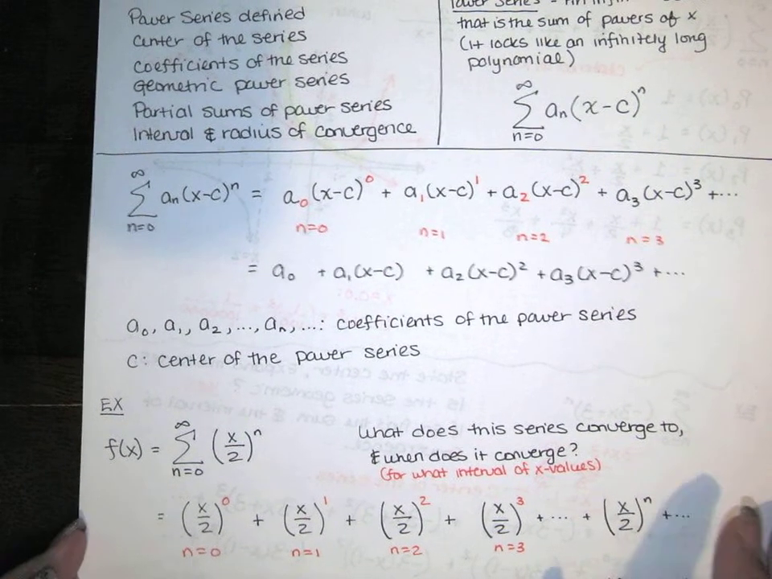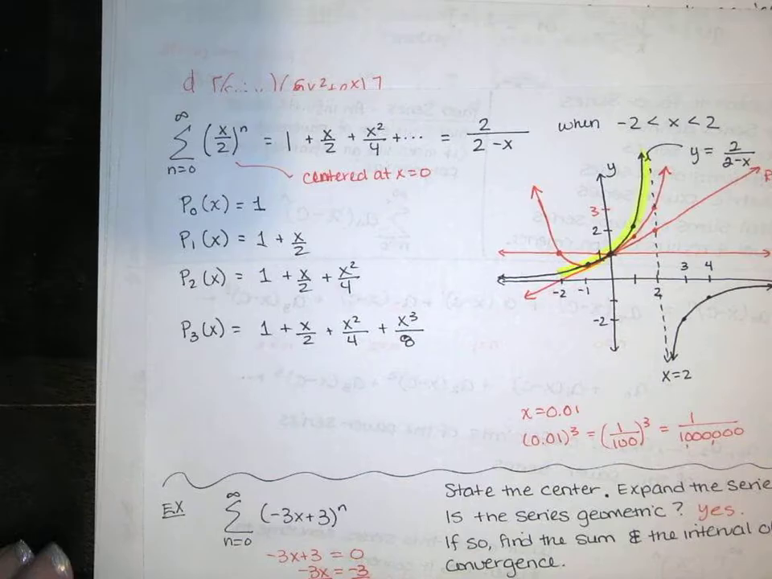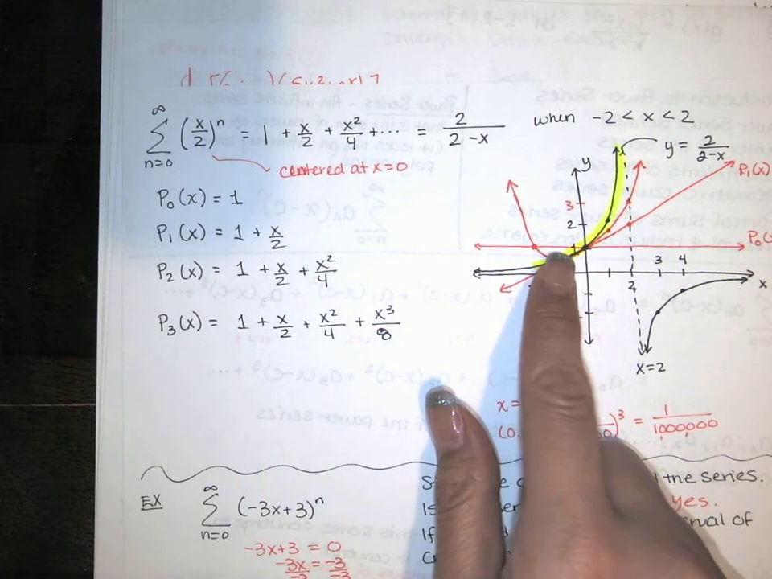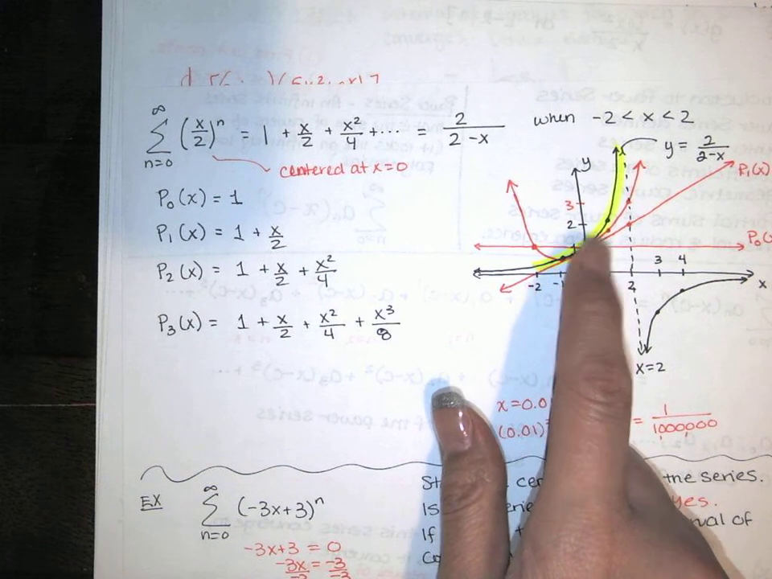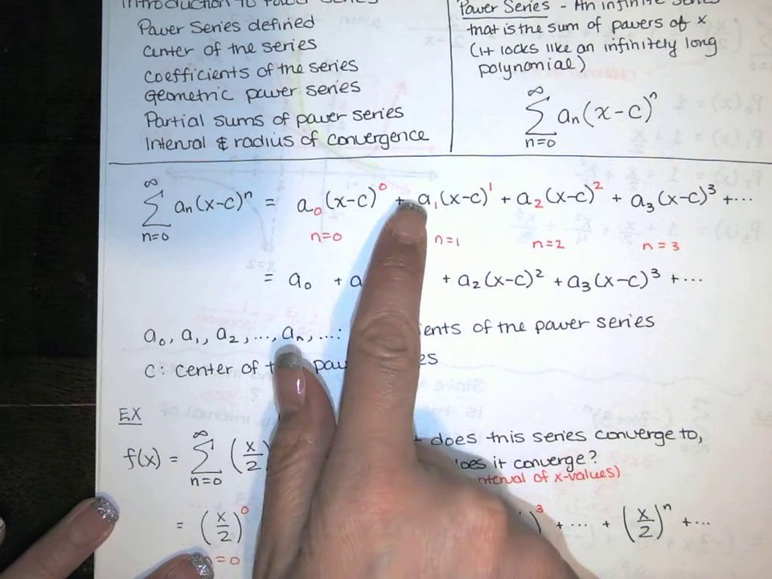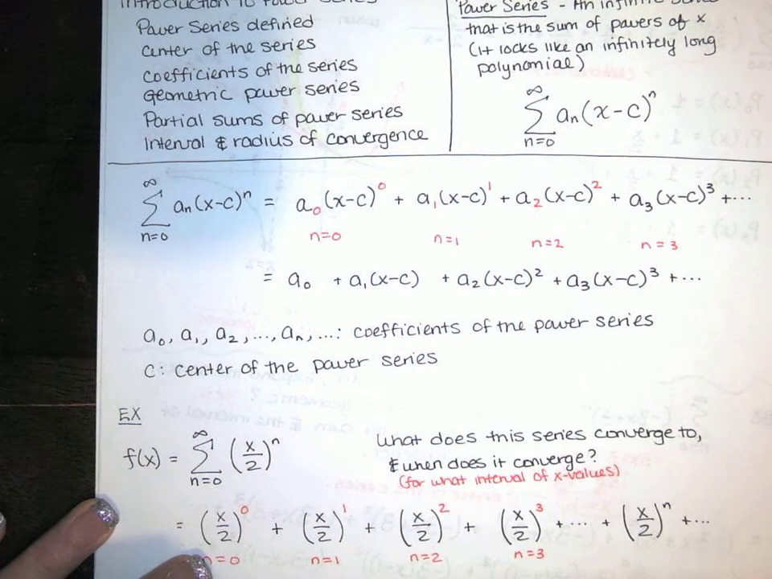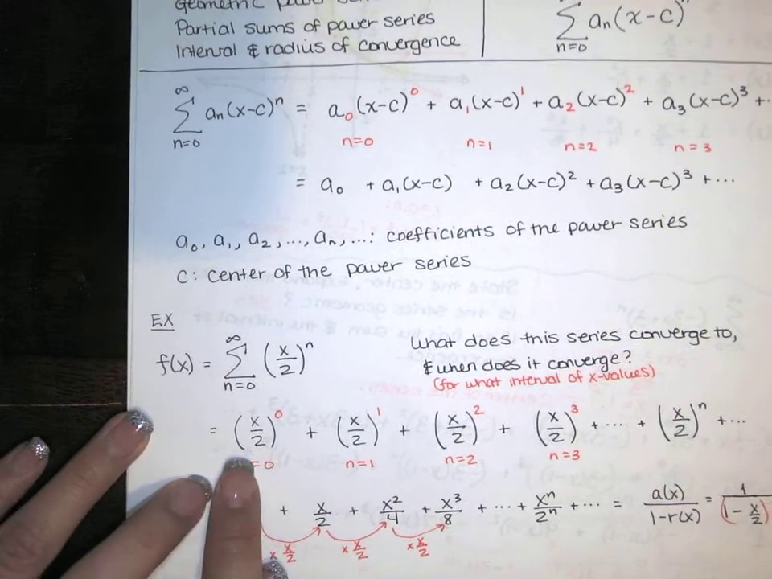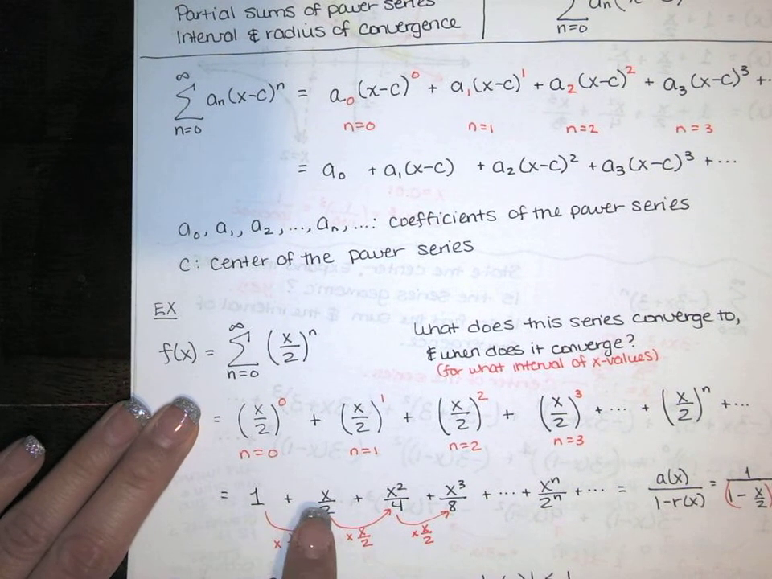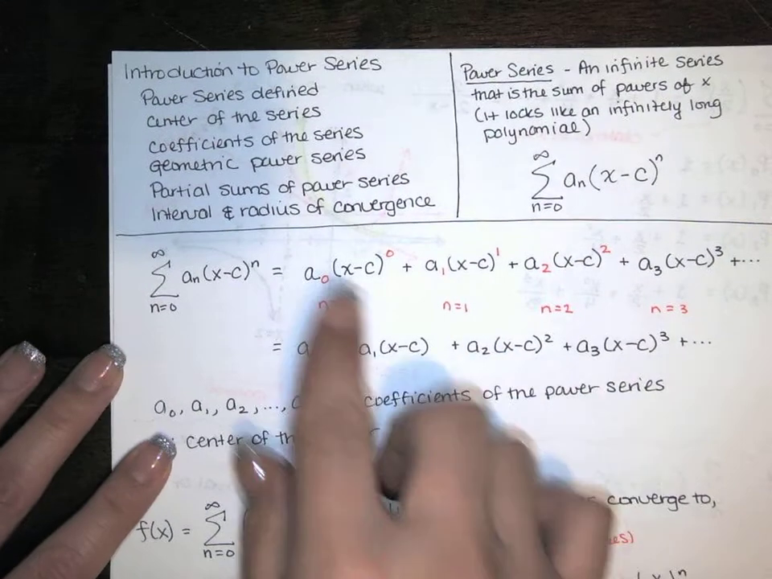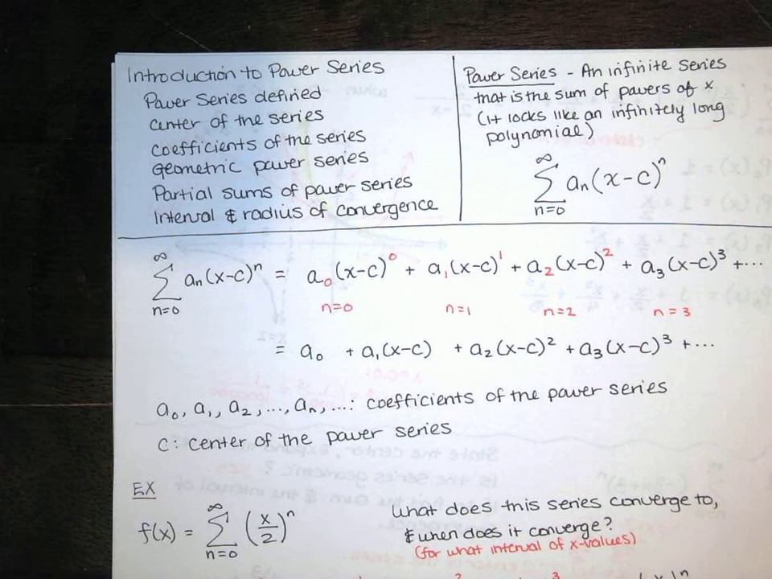And that center is important because when we look at partial sums of a power series, like these guys, and we're using them to approximate the function, these partial sums are good approximations of the function as long as we stay near the center. So that's why we call it the center. Coefficients of this series are just the numbers out front of that x minus c. a sub 0, a sub 1, a sub 2, those represent numbers. For a particular series, they have values. This is 1, 1/2, 1/4, 1/8, 1 over 2 to the n. That's our coefficient.